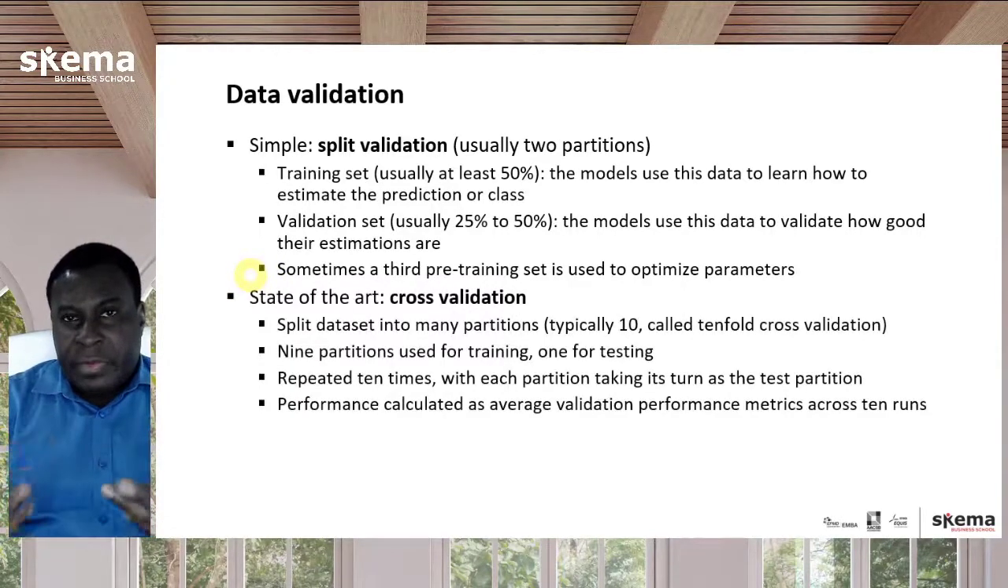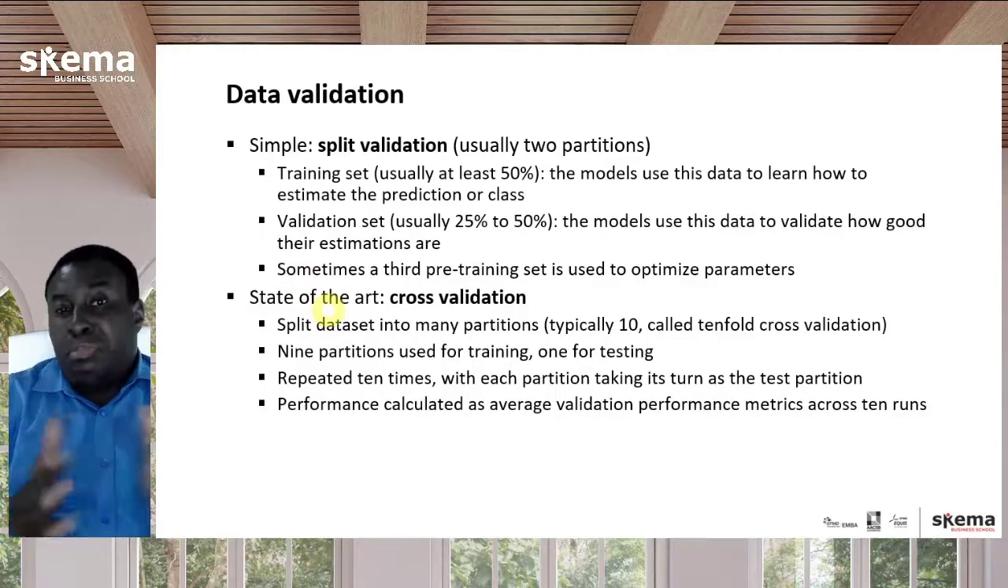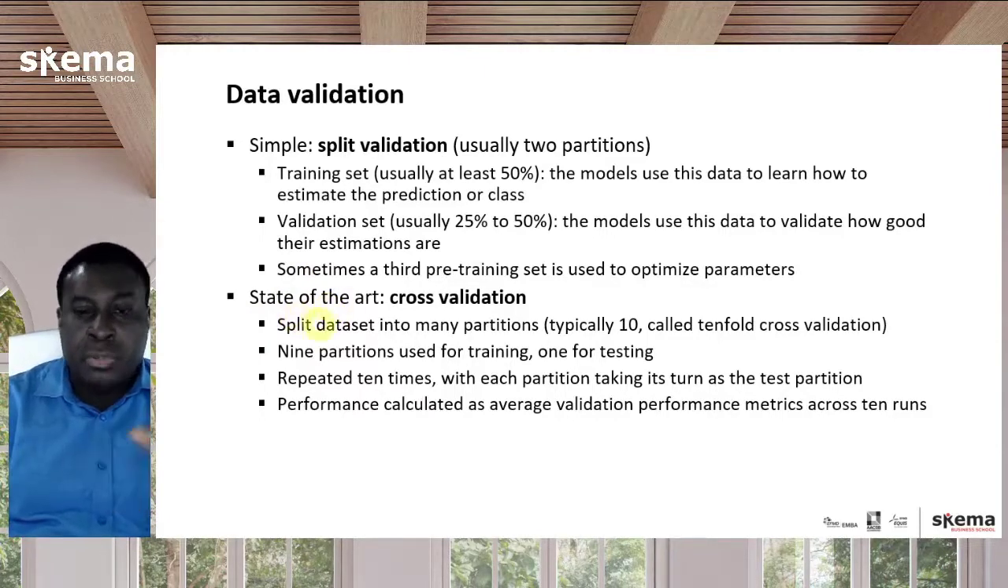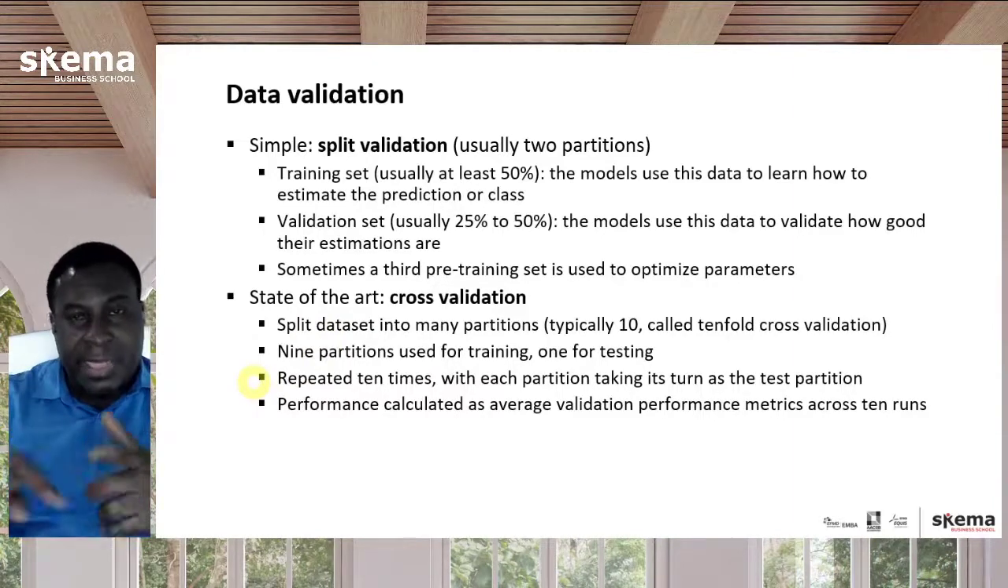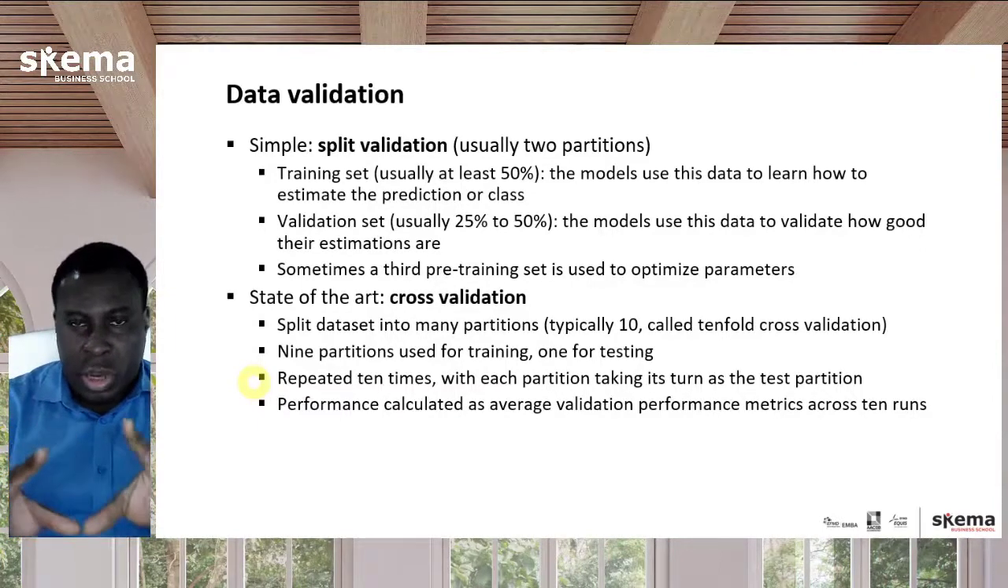The state of the art, there's a more advanced form of validation that builds on the same ideas called cross-validation. And there, instead of splitting the data set into 2 or 3 parts, you split it up into many partitions, typically 10, which is called tenfold cross-validation. And you use 9 partitions at a time for training and 1 for testing. And then you repeat this 10 times, and each partition takes its turn being the test partition. And then you average the performance across all of them, and that gives you the eventual result.